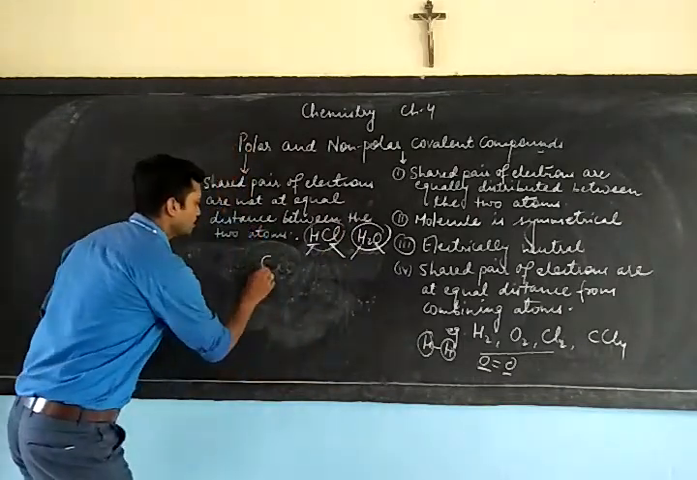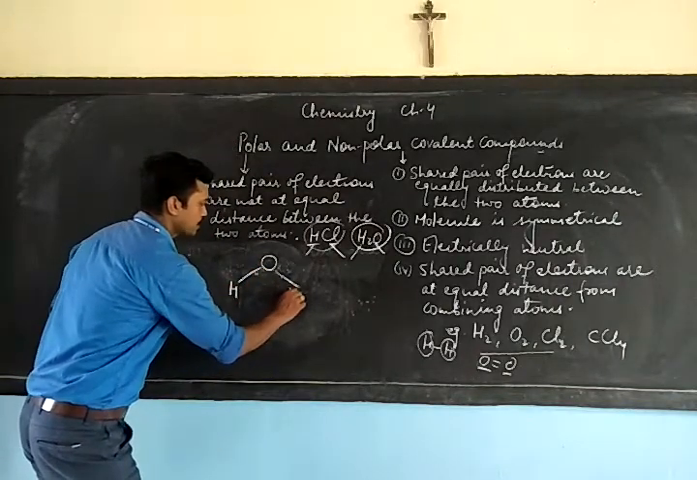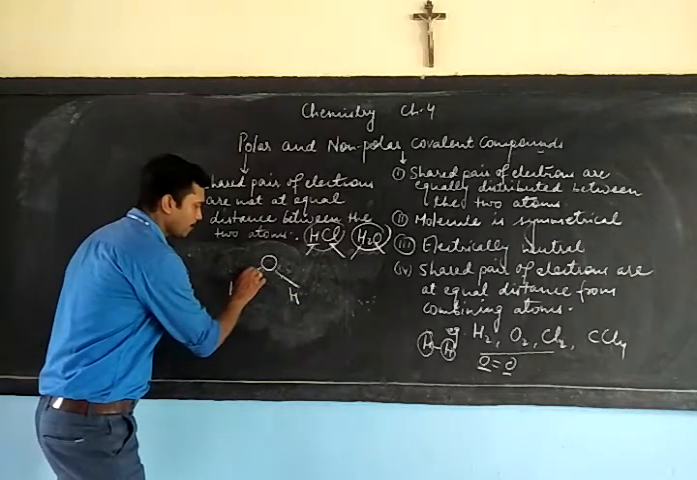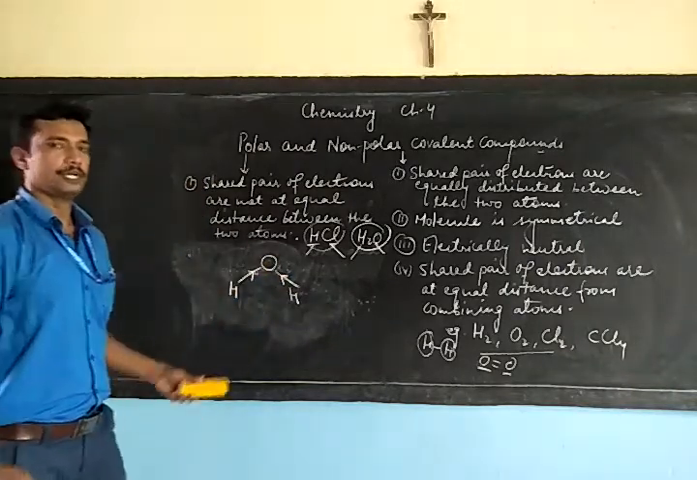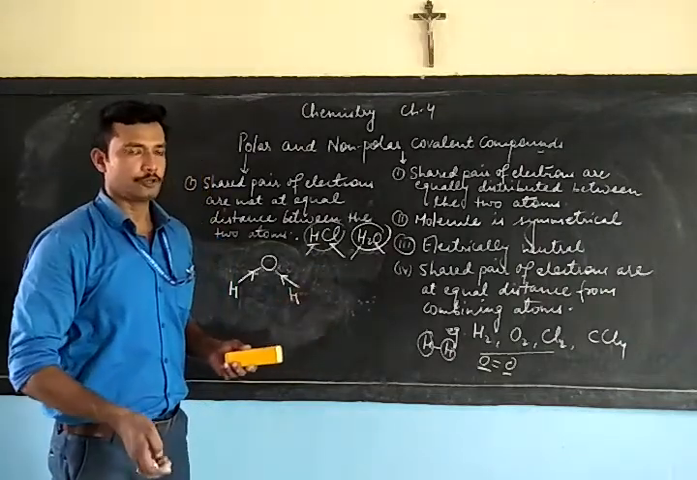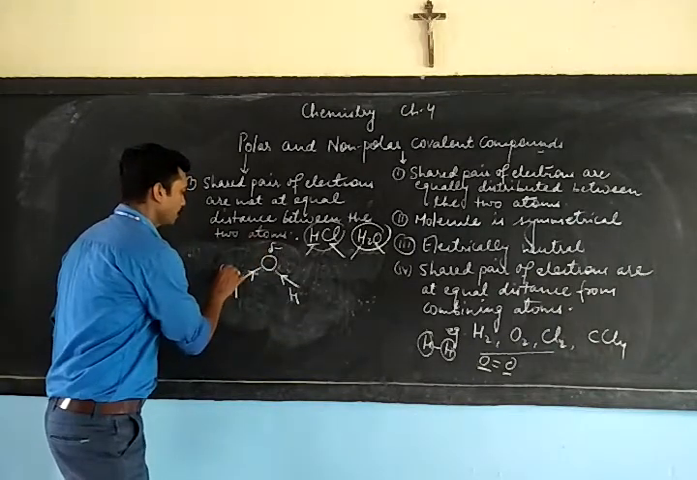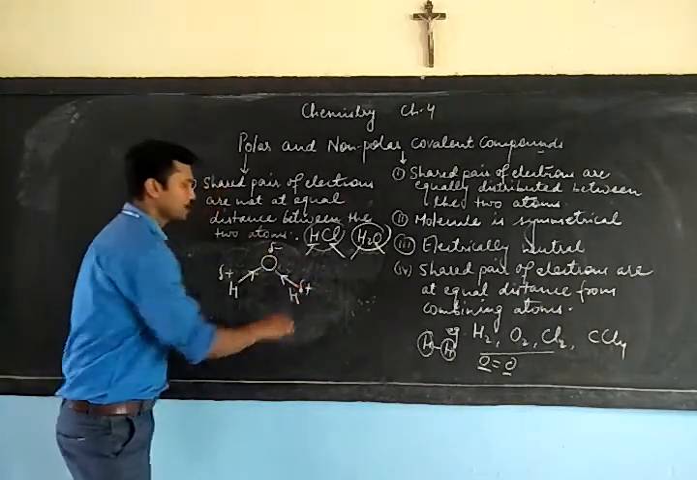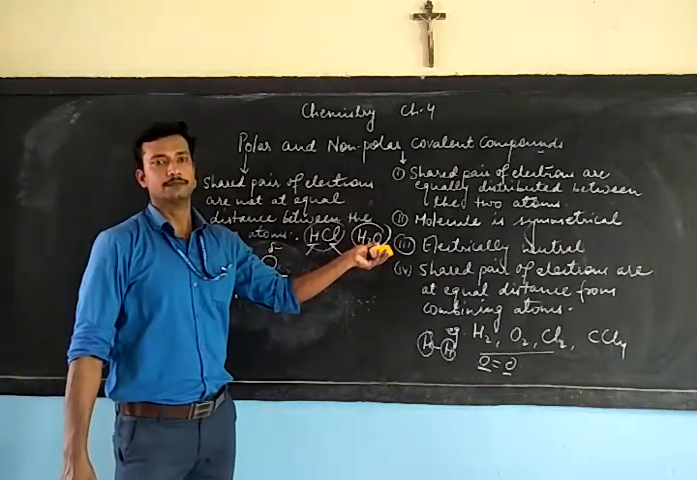So when you draw the structure, the shared pair of electrons can be shown moving towards the oxygen atom. Because as I said, oxygen has more tendency to gain the electrons, so it will carry negative charge and the two hydrogen atoms will have positive charges. So water is also polar in nature.